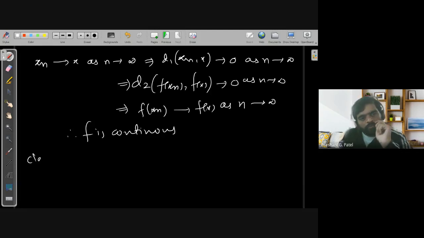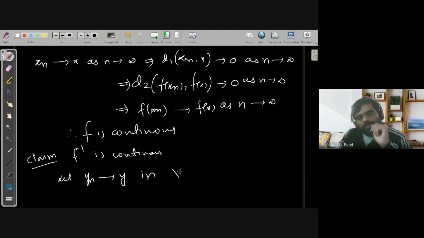Now claim 2, that is f inverse is continuous. For that, if I use this same technique, let us consider that yn converges to y in Y2. Since f is one-one and onto, we can say that there exist distinct points xn and x.